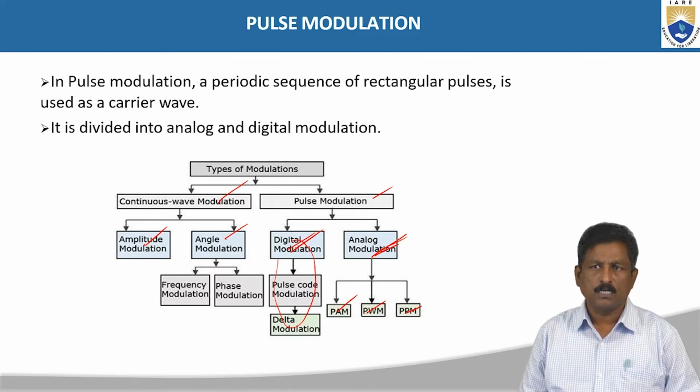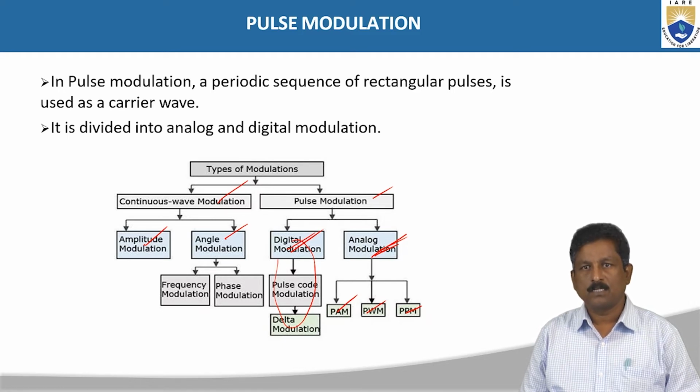By the standard definition, in pulse amplitude modulation the amplitude of the carrier signal is varying. The carrier signal here means the pulse signal. So the amplitude of the pulse carrier is varying according to the instantaneous value of the modulating signal. That is called pulse amplitude modulation.